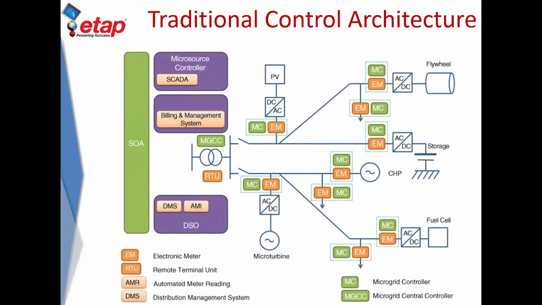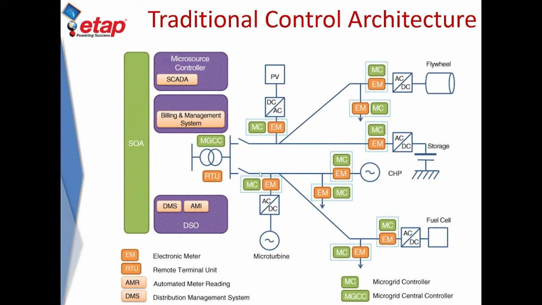So when we look at the architecture and we break it down further, what we basically see is a SCADA DMS that's sitting at the distribution level. We have a microgrid central controller at the customer level, and then each component, like a microturbine or a PV or flywheel or energy storage, each of them has its own microcontroller. So in the case of generator, it's very straightforward. A microcontroller for a generator includes the governor and exciter. It provides the primary control for the equipment.